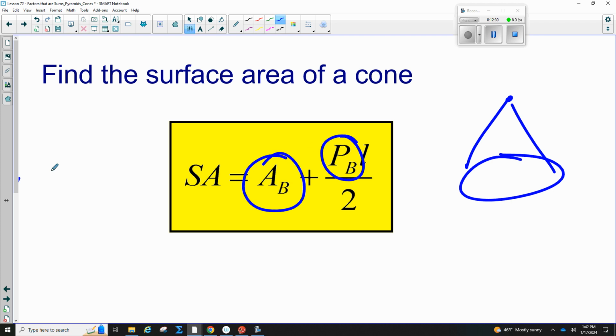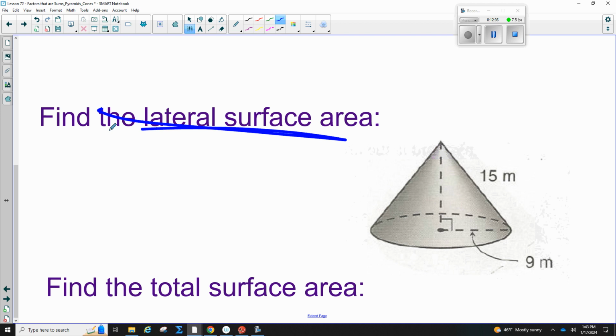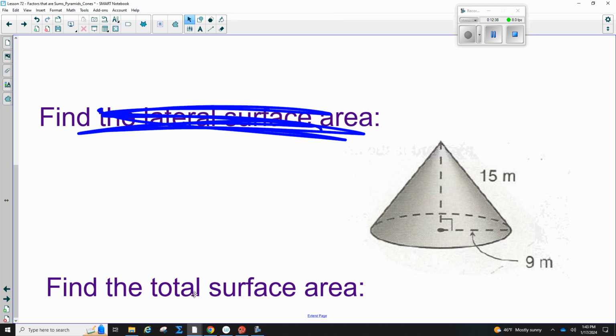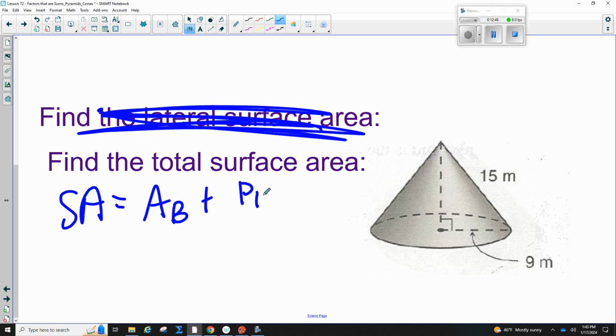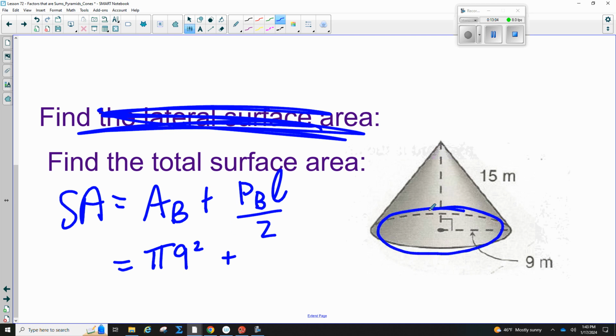Okay, I actually want to just start with total surface area. All right, let's do this part first. Find the total surface area. All right, so we're going to use the formula. Area of the base plus perimeter of the base times the slant height divided by 2. Okay, area of the base this time is a circle, so I'm going to plug in pi r squared. Okay, go ahead and plug in your 9 for the radius. All right. Now, perimeter of the base is a circle, and the formula for perimeter is 2 pi r. I'm going to plug in the 9, though, for the radius.